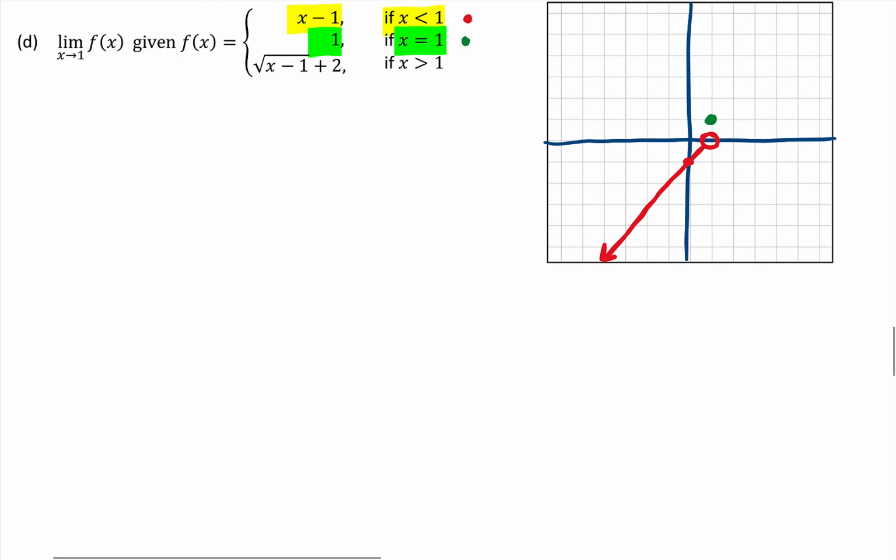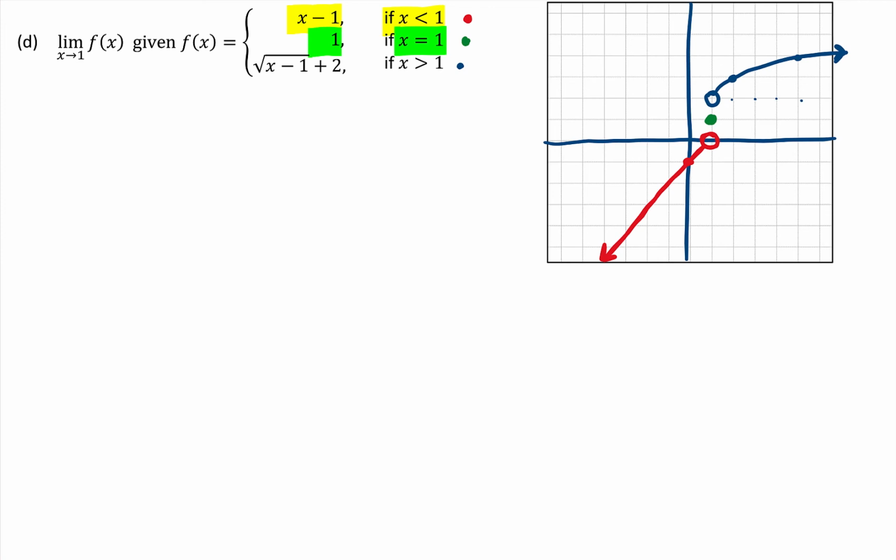And then the last part, it says when x is greater than 1, then the function looks like a square root function. Notice this square root function has its starting point at (1, 2), so it happens to start right here. But notice it says x greater than 1, so we can't put 1 in the equation. So here would be your square root function, and that would be the third piece of this piecewise function. So the graph looks like this.